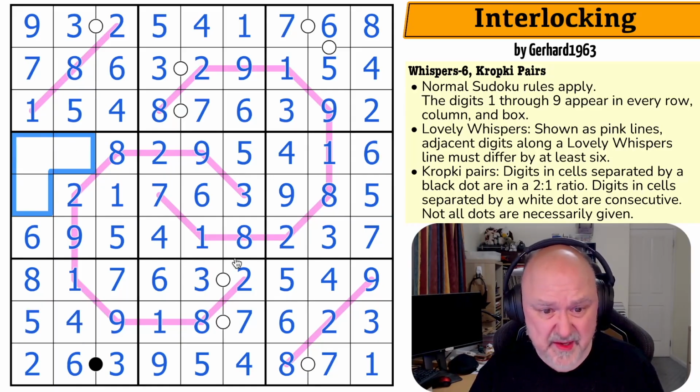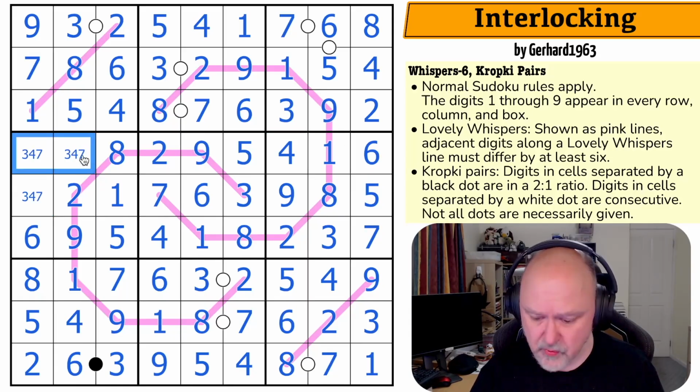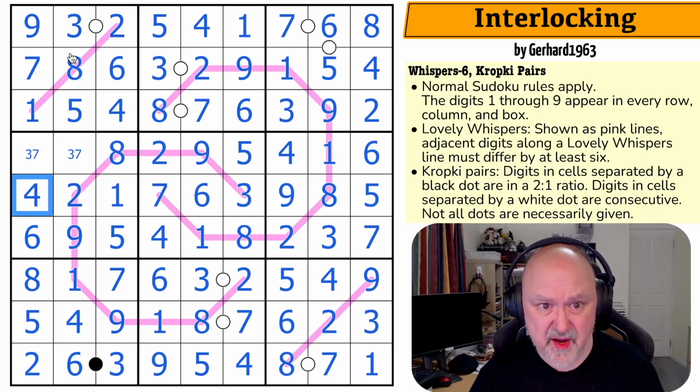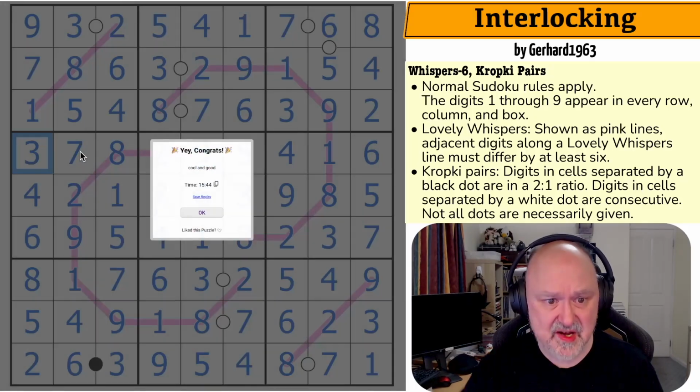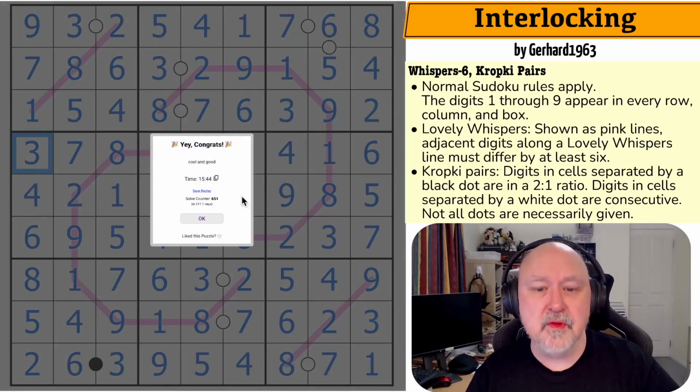This is a triple in the final box. I need 3, 4, and 7. The 4 knocks the 4 out of those, so that makes that the 4, and then I'll use the 3 to look down, making that the 7 and that the 3. Cool and good. Everything is cool and normal.